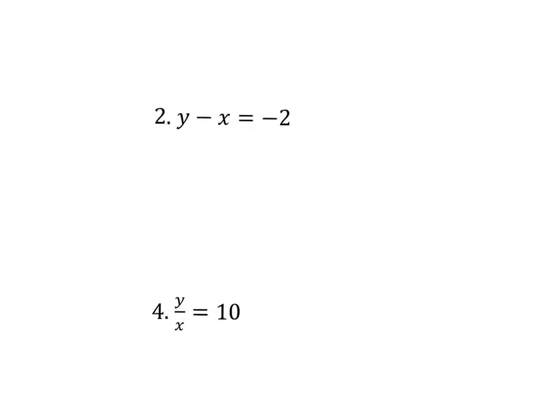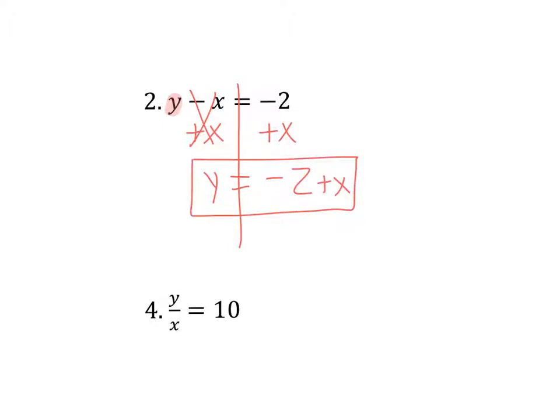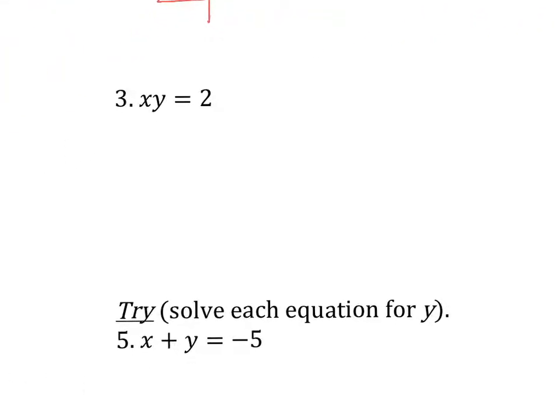All right, let's look at number 2. Okay, again, I'm trying to get y by itself. So to get rid of negative x, my opposite operation would be plus x, right? Opposite of subtraction is addition. So I add x over here. Okay, so those cancel. I'm left with y equals, and again, negative 2 and x are not like terms, so I just write what I see. Negative 2 plus x.